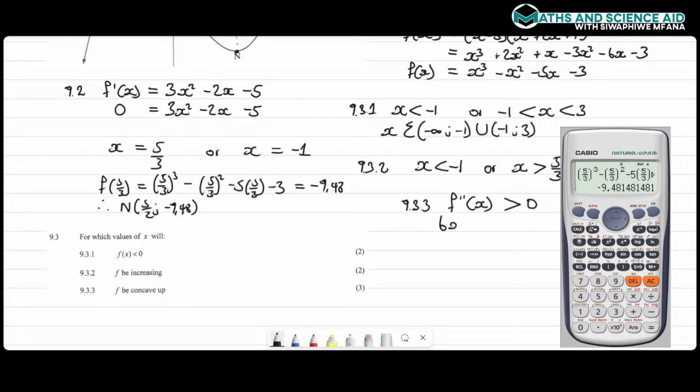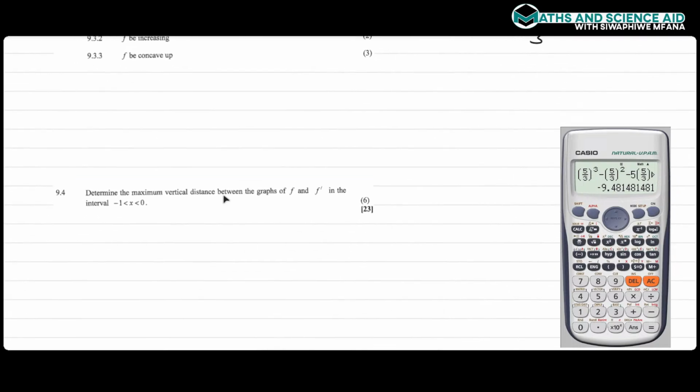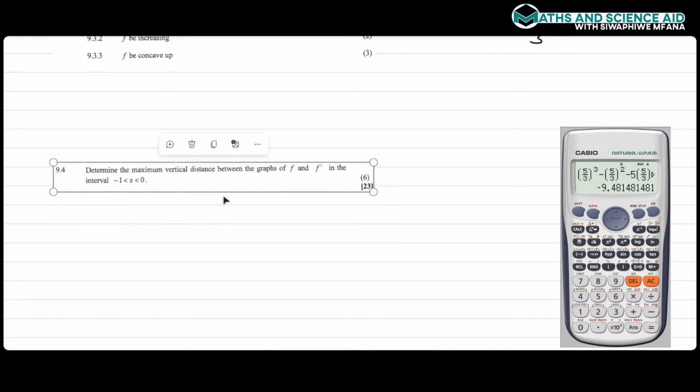So that will be 6x minus 2. So we need to solve this inequality. Let's just take -2 to the right-hand side, and then let's divide by 6 on both sides of the equation. So we will have 1/3. So it means that x must be greater than 1/3 in order for f to be concave upwards. If we wanted to know where this is concave downwards, then our inequality here was going to be less than 0. Okay? And then finally, we now get to this optimization problem.